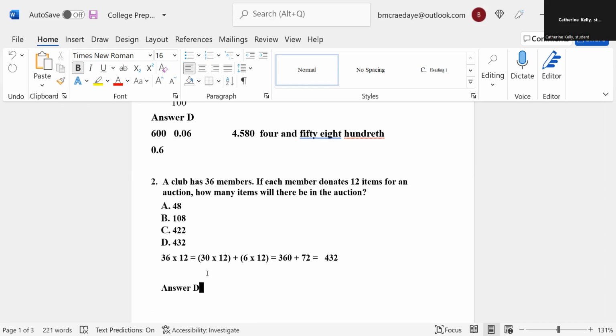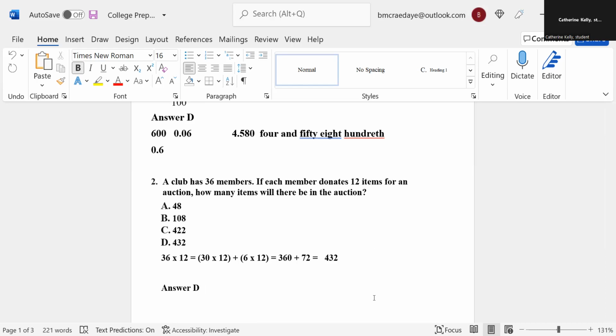See, so what is given and what are you looking for? You're given the number of members in a club. You know what each member donated. So to find the total, you have to multiply the number of members times the amount each one donated. So the total items donated by all of these 36 members is 432. So you see how you have to read it and translate the words into the math. And the math is multiplication, division, subtraction, addition, or it could be a combination.